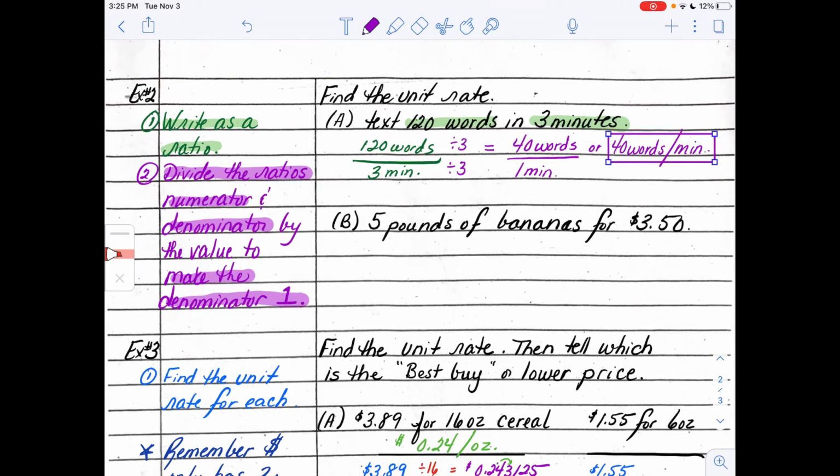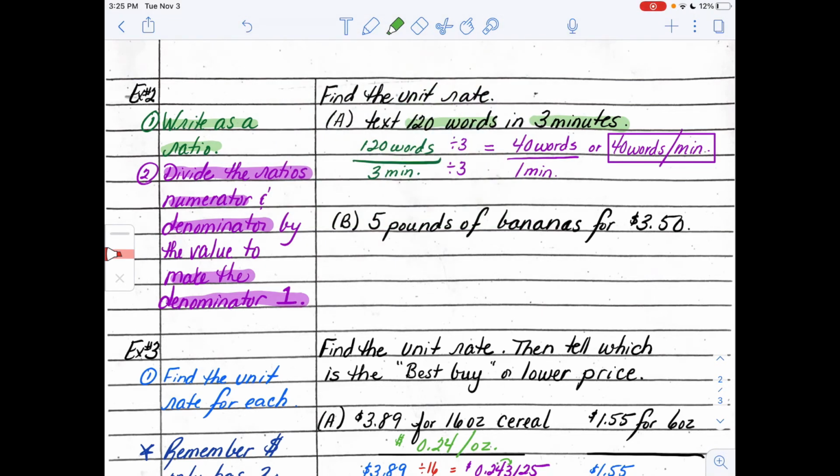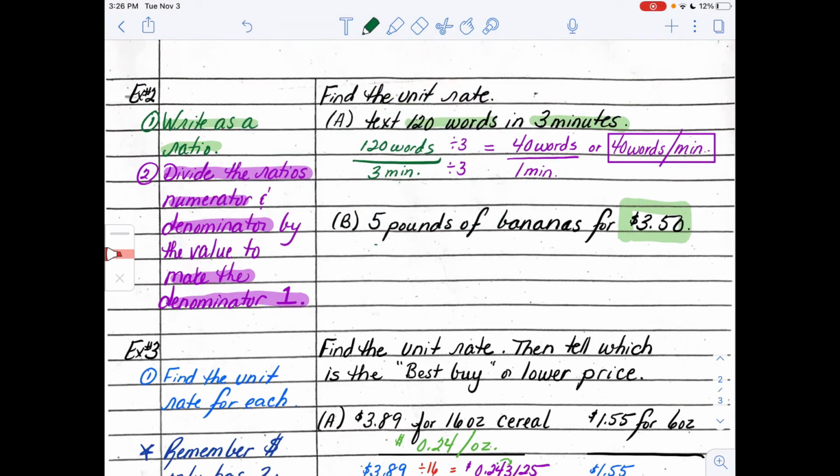So let's go ahead and look at that next one. Again, whatever comes first goes first, whatever goes second, except if there's money. And I can see money right here, which means even though it comes second, I'm going to put that on top. So $3.50 is going to go on top, and my 5 pounds of bananas, that's going to go on the bottom.